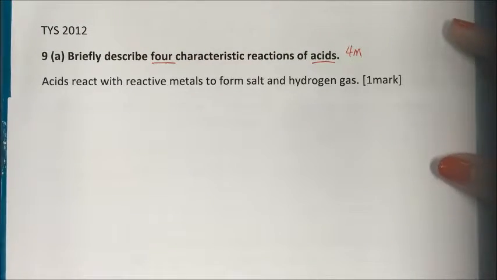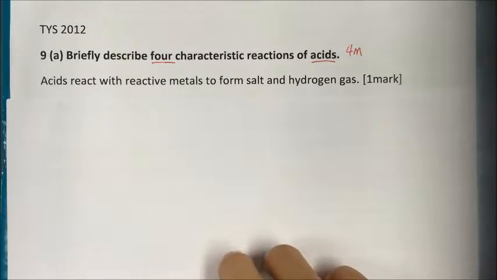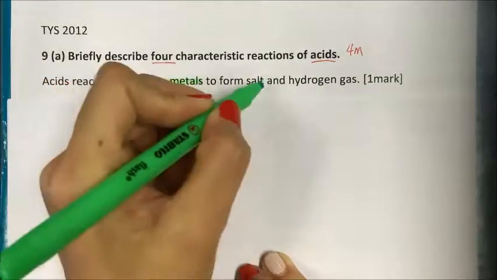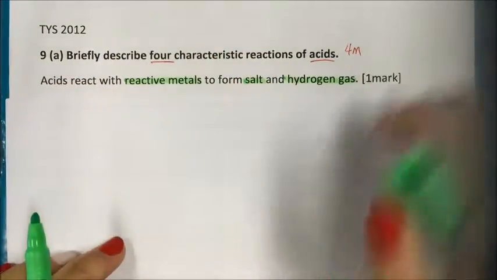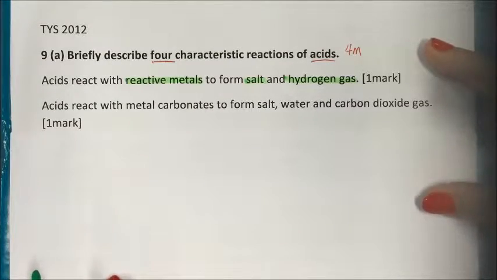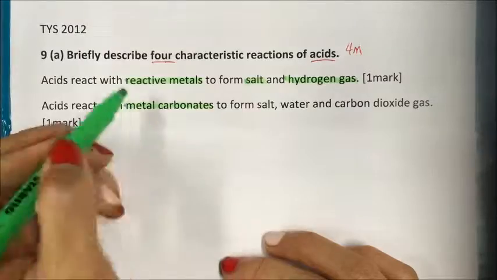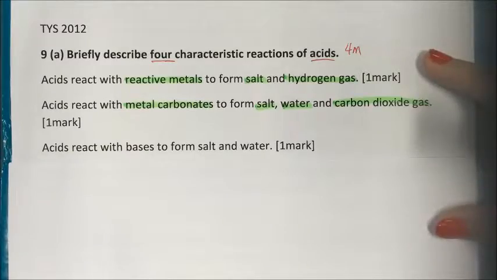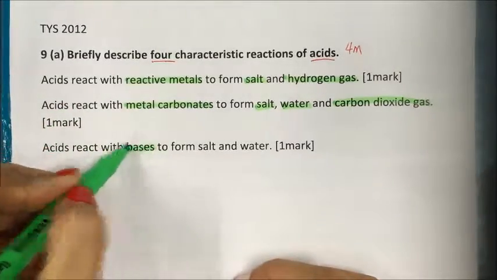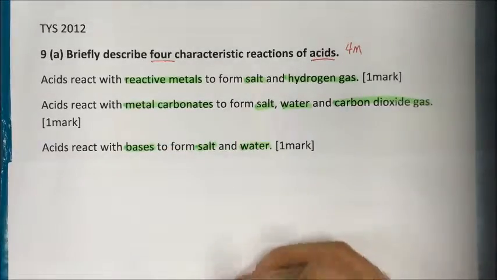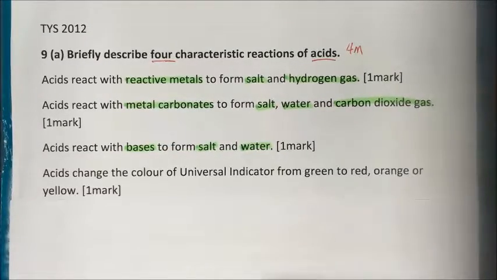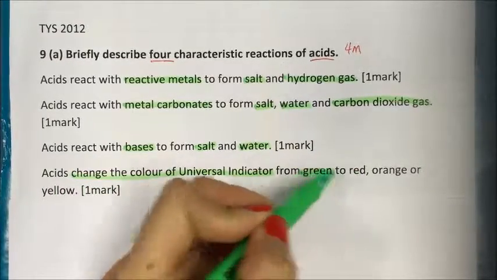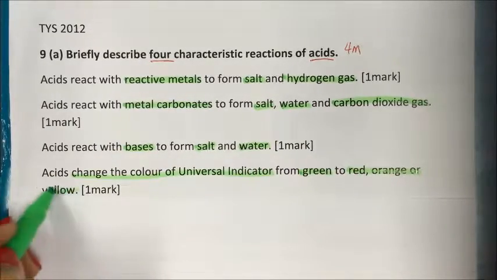So the first mark will go to telling me that acids react with reactive metals to form salt and hydrogen gas. The second mark will go to telling me that acids react with metal carbonates to form salt, water and carbon dioxide gas. The third mark is to tell me that acids can also react with bases to form salt and water. And the fourth mark will be to tell me that acids change the color of universal indicator from green to either red, orange or yellow.